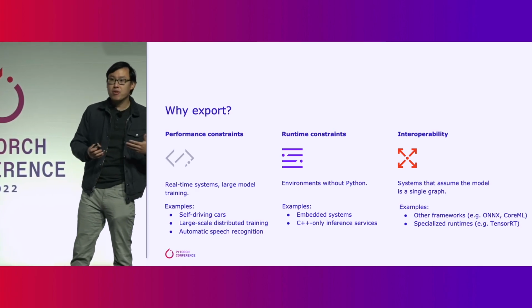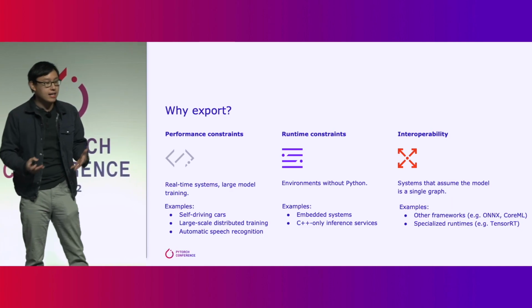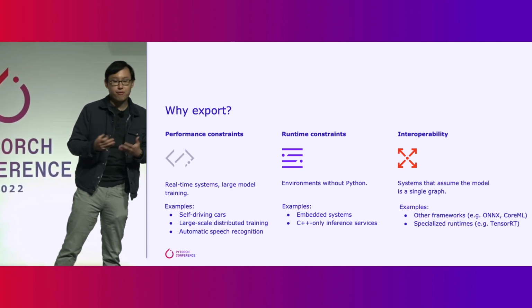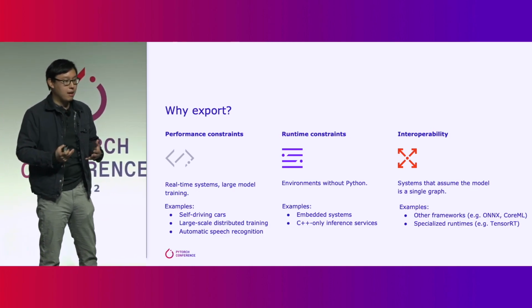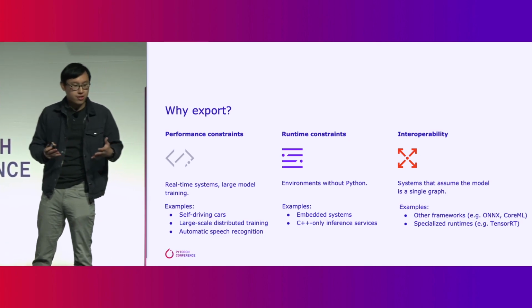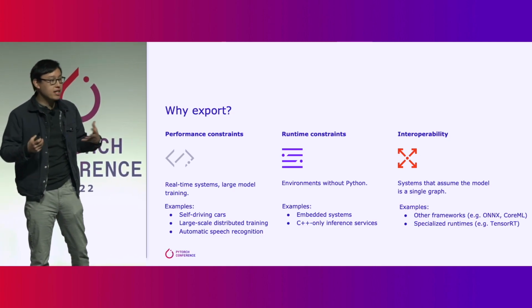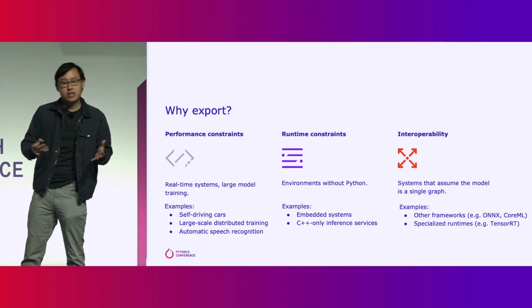As another example, we have a lot of users that operate in fairly constrained runtime environments. Python might not even be available. For example, if you're running on an embedded system or on a phone or in a C++ only inference environment, Python might just not be available. So for these users, we plan to provide an export workflow, which utilizes the core technologies of PyTorch 2.0 to produce a single graph ready for a downstream system.